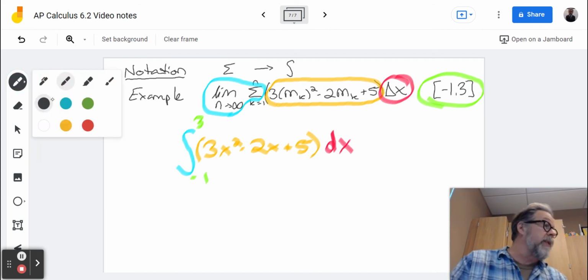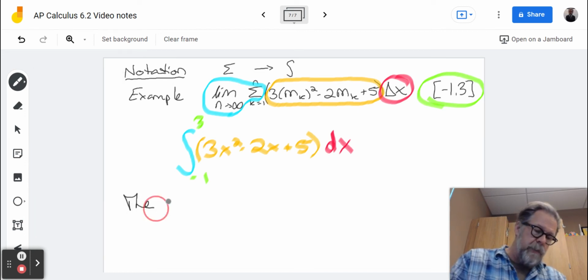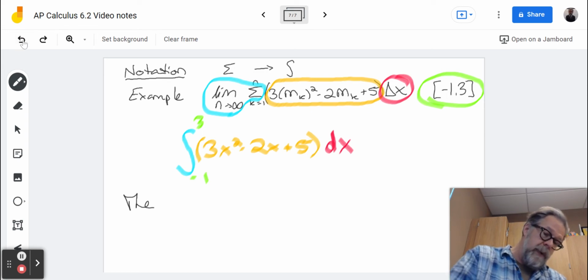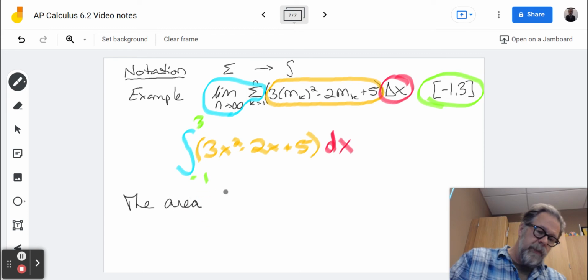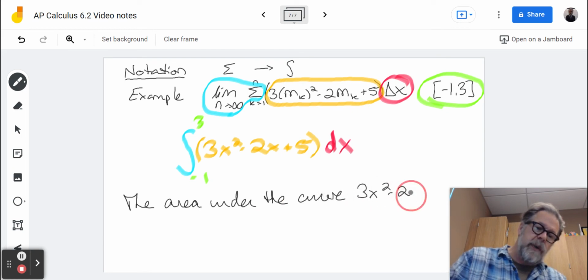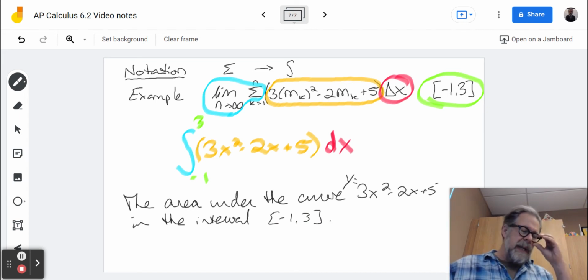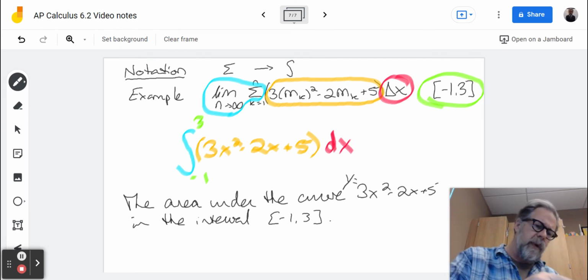And how do we interpret this? Well, this is the area. Let's try that again. The area under the curve 3x squared minus 2x plus 5, or technically y equals that, in the interval -1 to 3. So there's thing one. That's the first one I wanted to show you: what do I do if I have a summation and I want to go over to integral notation?